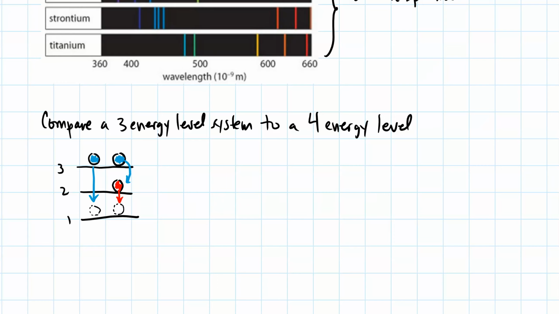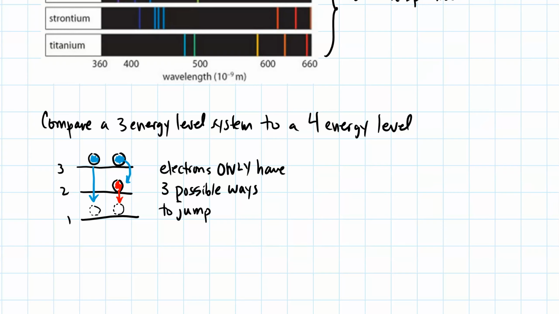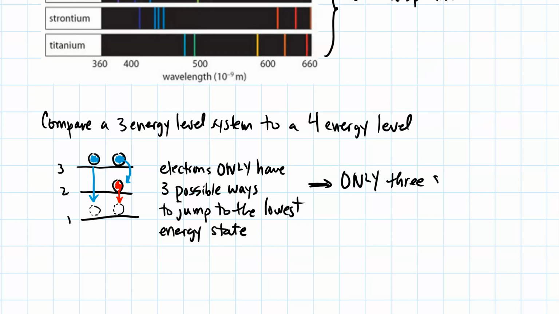So therefore, what we say here is that electrons only have 3 possible ways to jump to the lowest energy state, and that implies that there are going to be only 3 spectral lines.